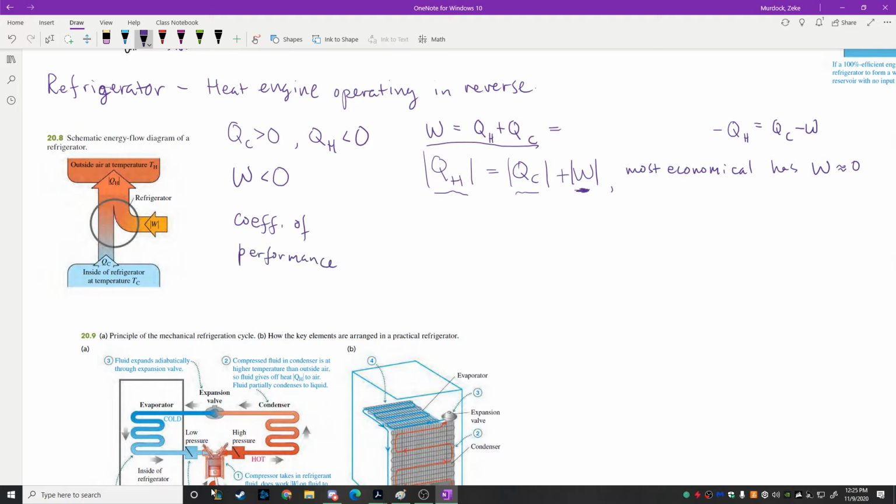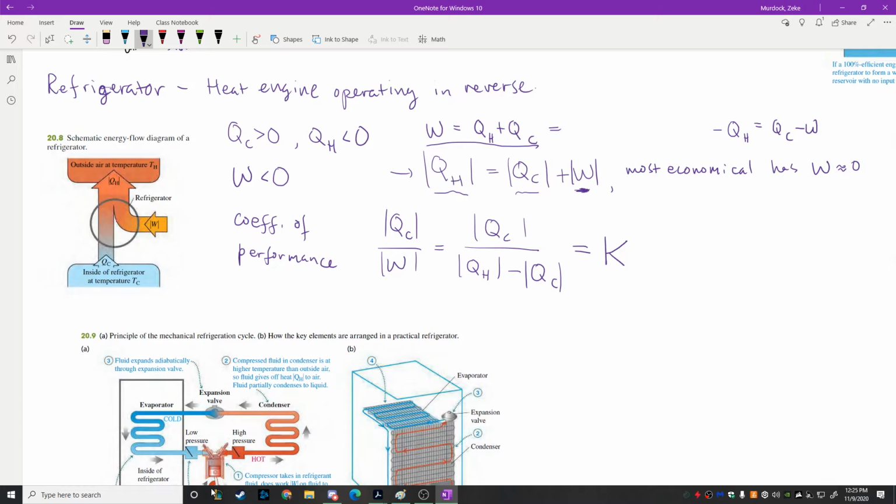And what this is going to be is the ratio of these two here. It's going to be the Q cold that comes out divided by the work that's necessary to do that. Or written in a different way, this is going to be QC divided by QH minus QC, from that equation right there. Okay, so this is what's called the coefficient of performance. It has the symbol K.